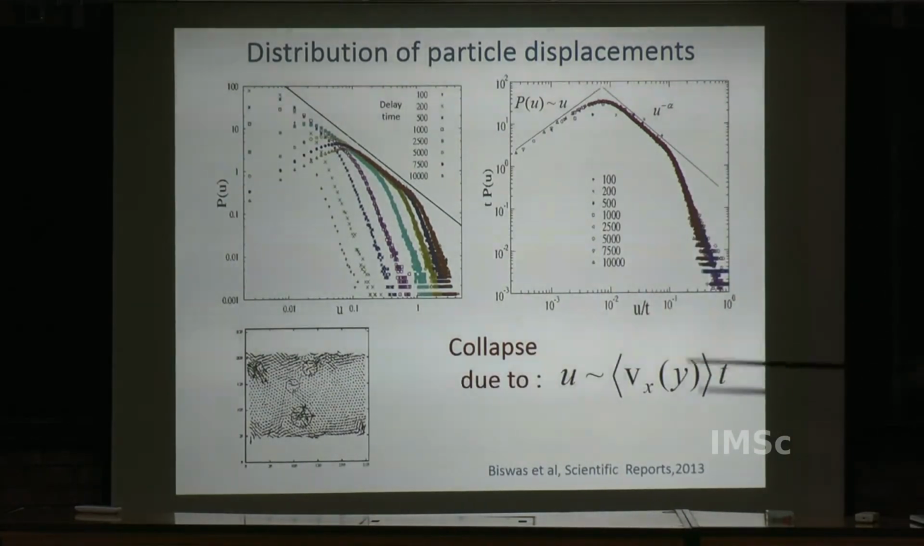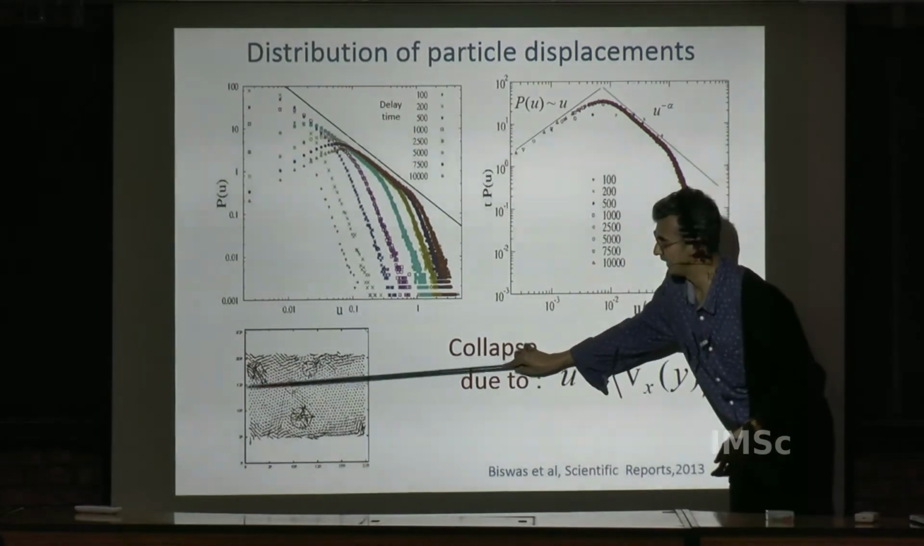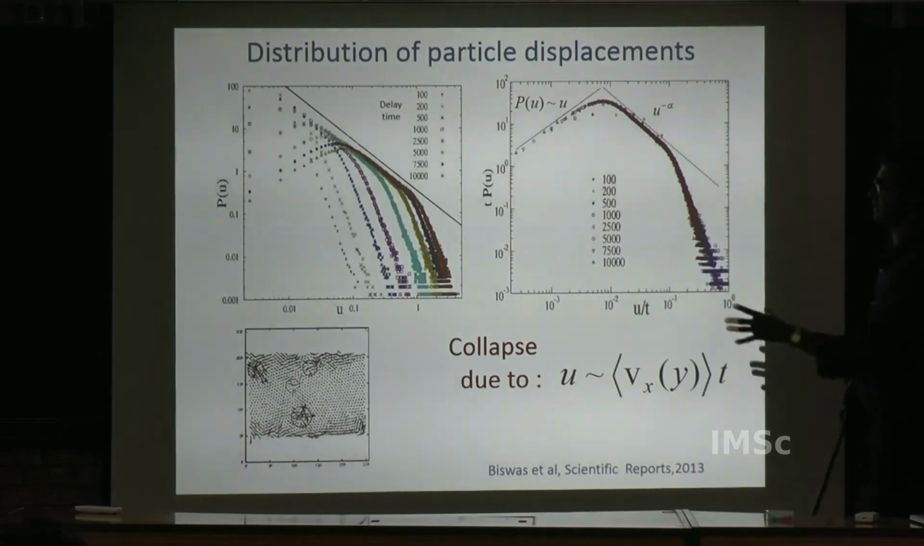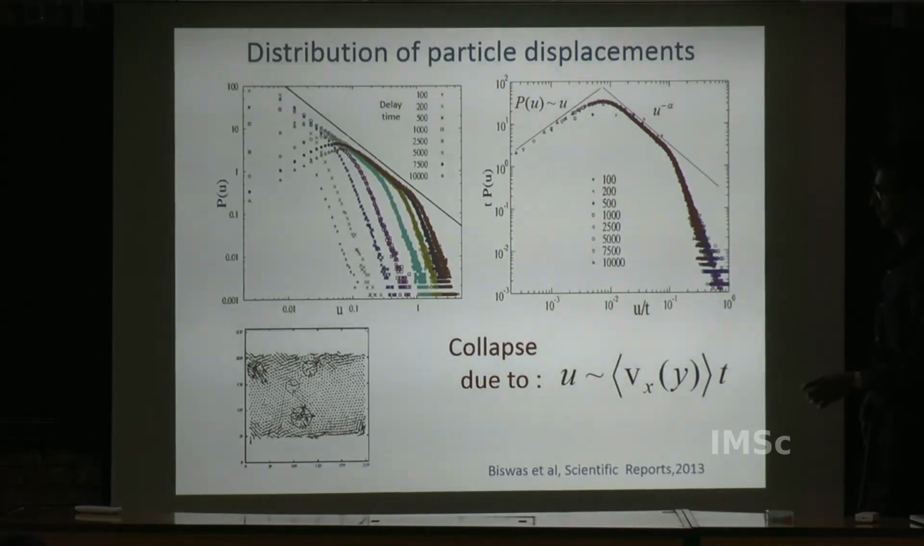Although this is a function of y, they will still collapse, because the particles which are here have a constant velocity in the x direction in a certain interval of time. Sorry, for any interval of time. The velocity is this at a particular level of y. So y and u by t are connected.